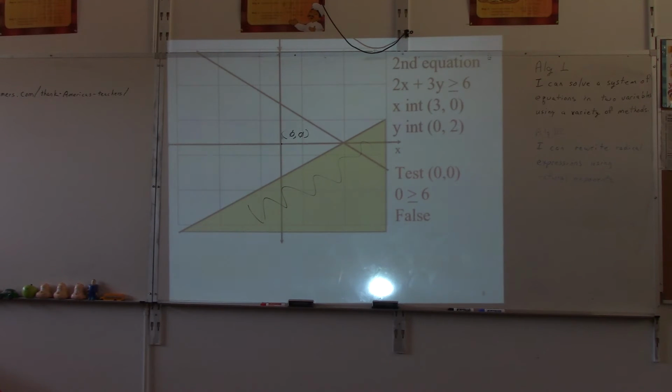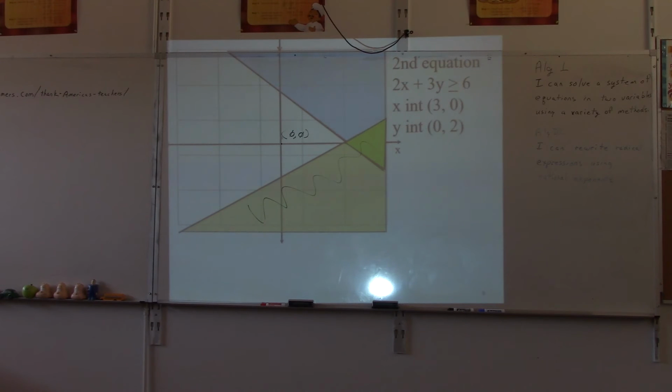So if that was like -4, 0 would be more than -4, so it'd be true. So if it's true, you go over it, and if it's false, you go away from it.